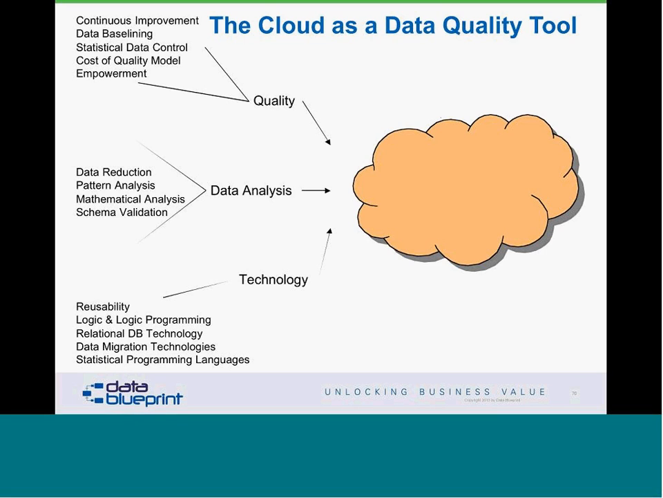If we can reduce the data, we can start to get better and more broader pattern analysis. We now start to understand different components of mathematical and schema validations that go in there. We can now start to impose standards on these processes. The technology allows us to implement reusability, implement better types of technologies that we have, and look at more specific language opportunities that we have in there.